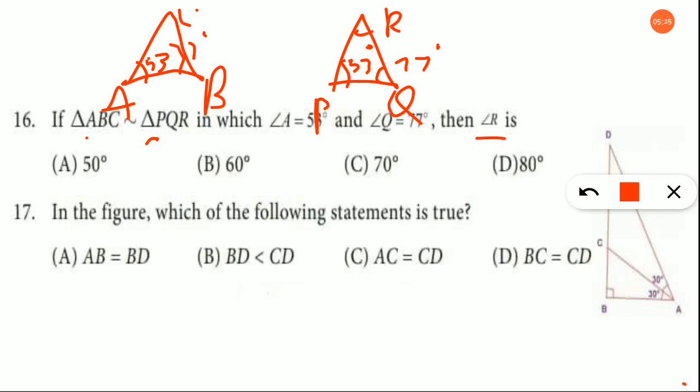Now you have to find out angle R. We know the value of two angles. Is it easy to find the third angle? Yes, you have to add these two angles and subtract from 180. So 53 plus 77 will give us 130. So 180 minus 130 will give us 50 degrees. So the 16th one is 50 degrees.